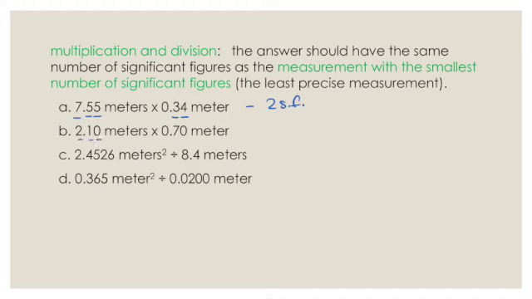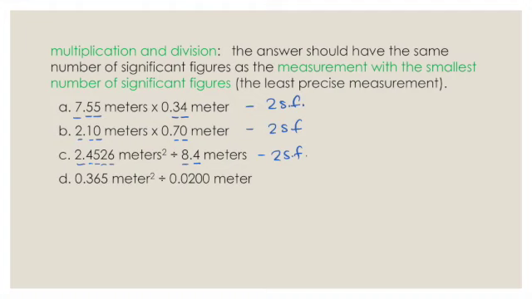This number here has 3, this number here has 2, so your final answer here can only have 2 sig figs. Here's a division problem. This number here has 1, 2, 3, 4, 5. This has 2. Your final answer, again, can only have 2 sig figs.